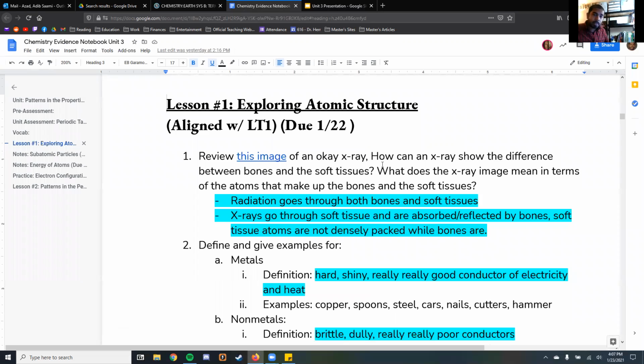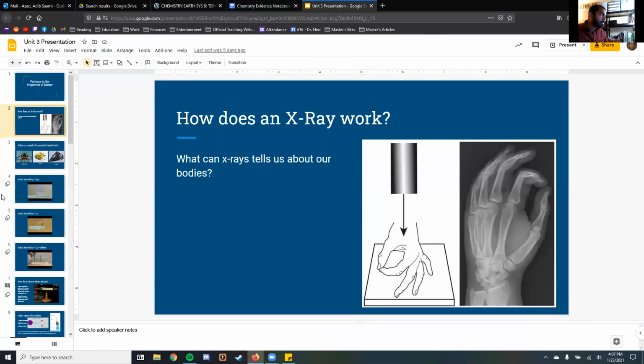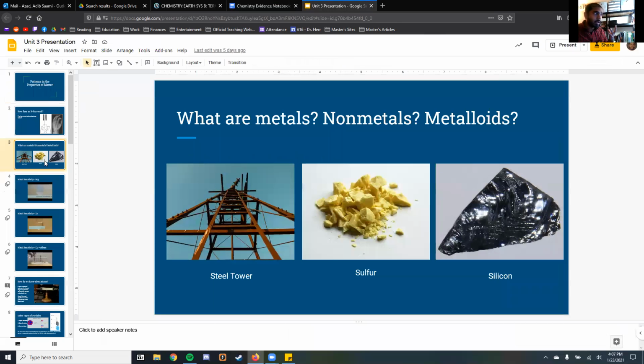Asking the different classes we have, I came to this final answer here, except that radiation is able to go through both bones and soft tissues. However, X-rays can go through soft tissue, but are absorbed or deflected really by those bones, and soft tissue atoms aren't as densely packed as the bones are. This brings us to the next topic, the different types of elements that exist. We have metals, nonmetals, metalloids, right?